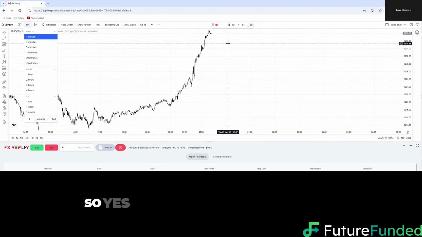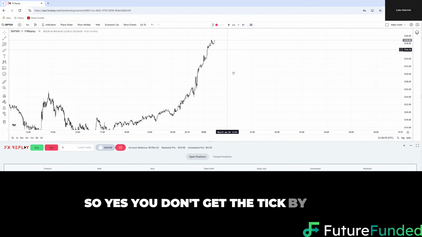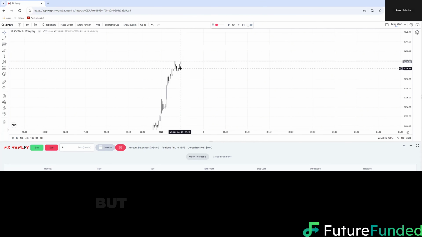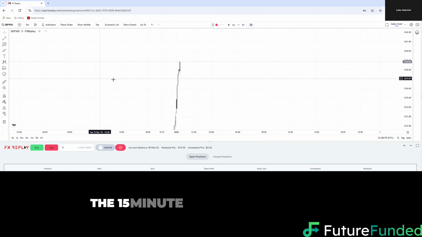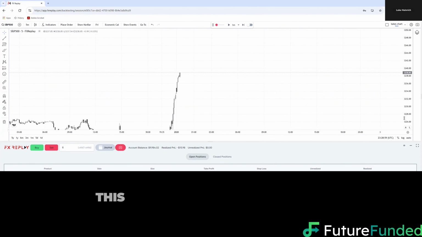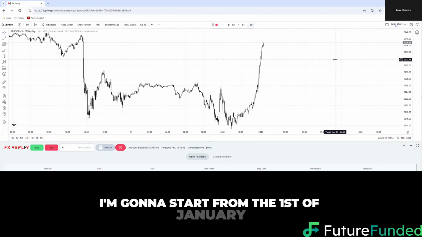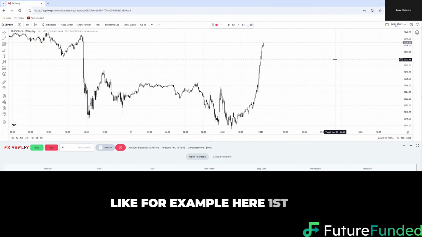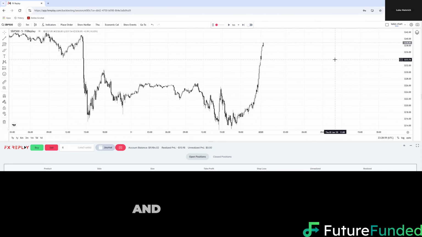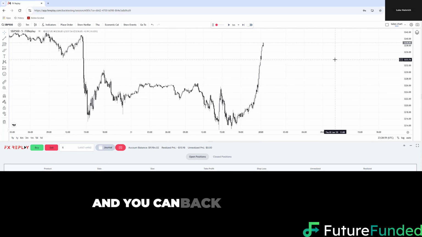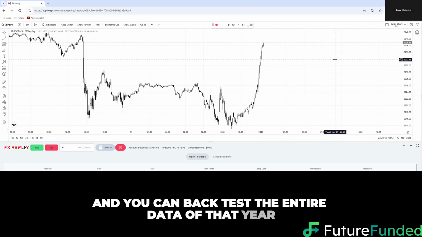All right, so yes, you don't get the tick by tick data where it's moving within the 1 minute time frame and it's active, but you get as close to that as possible by just the end of the 1 minute candles. It's the same as the 5 minute, the 15 minute, and so forth. This is where you can now set a date and time, and you can say, right, I'm going to start from the 1st of January 2020, and I'm going to go to the 23rd of December 2020, and you can backtest the entire data of that year.